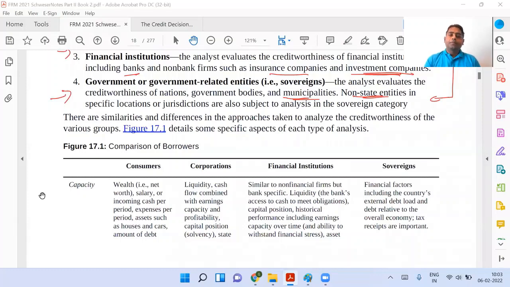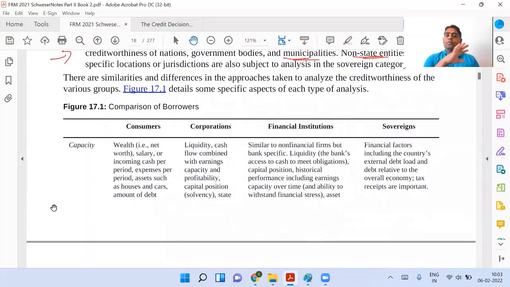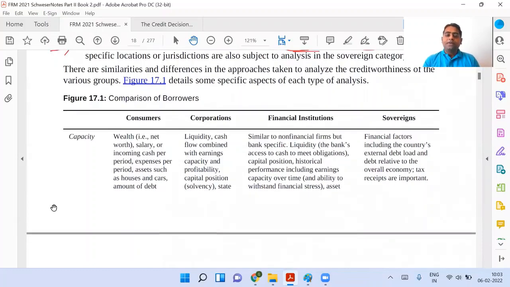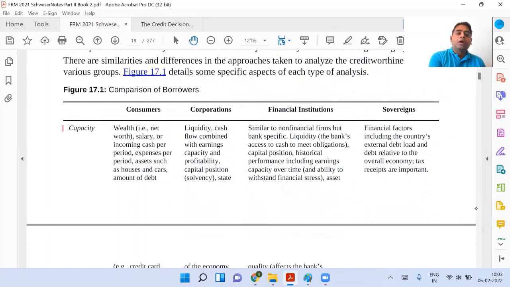Now the basic bifurcation has been identified for all the 4 types of customers. The first thing that we are looking at is the capacity. How do we identify the capacity of a particular customer? A consumer definitely will look at the wealth, salary, whether I have any cash available, whether I have any gold available, that will be checked. For a corporation, it is more about liquidity. Whatever business you are into, does it give you more cash in hand, or does it have an ability to give you more profit?